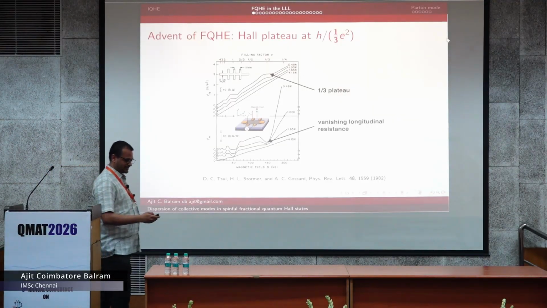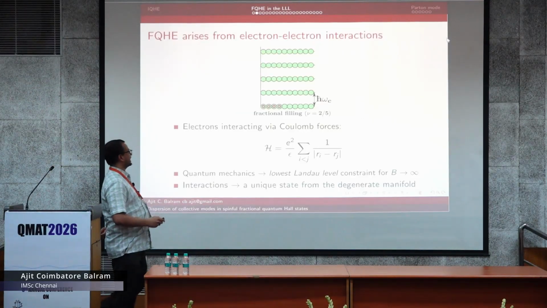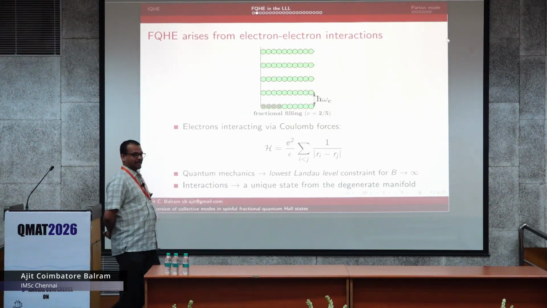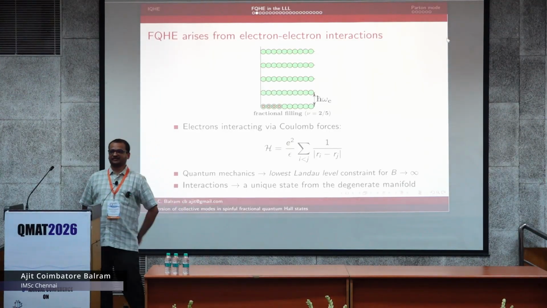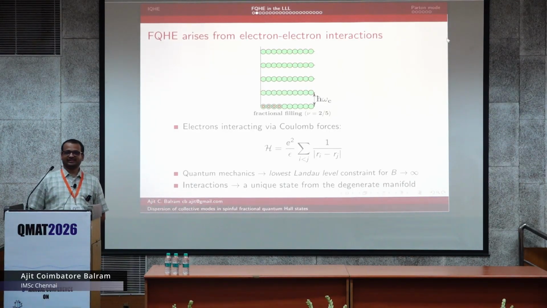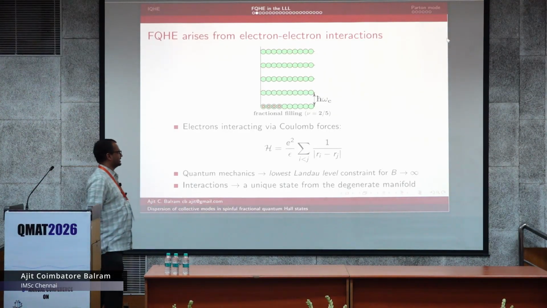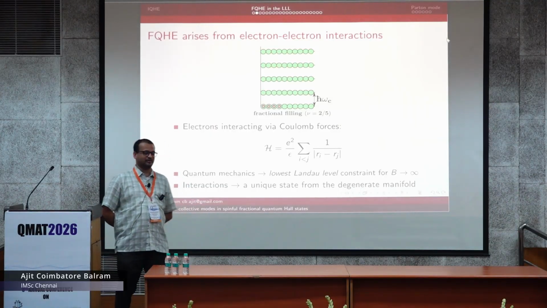So the fractional quantum Hall effect is actually a fairly difficult problem to tackle. The reason is that it arises entirely from electron-electron interactions. So for a theorist like me, there is a nice ideal limit model in which you can work to describe the fractional quantum Hall states.